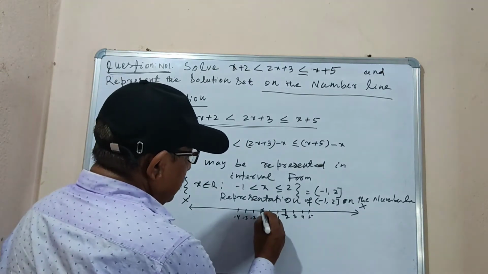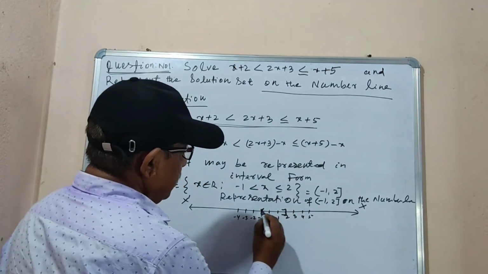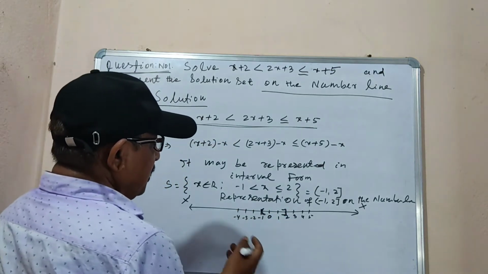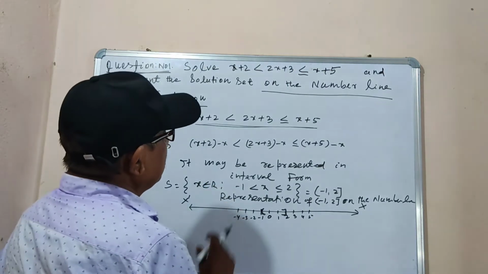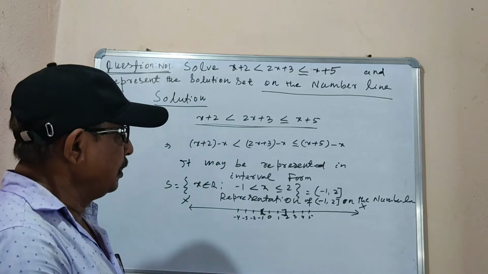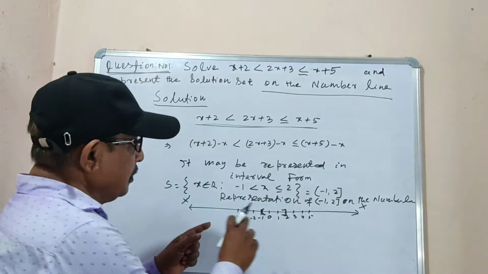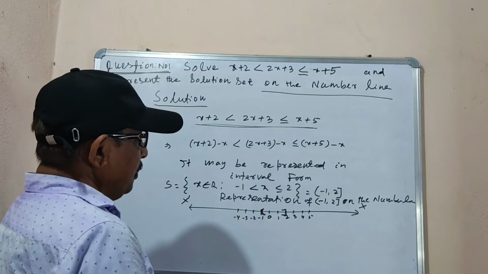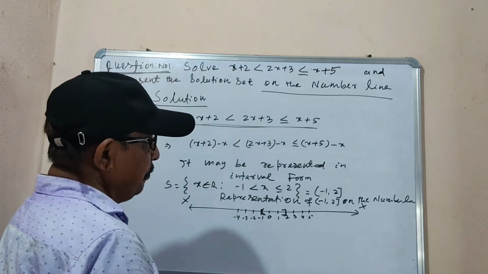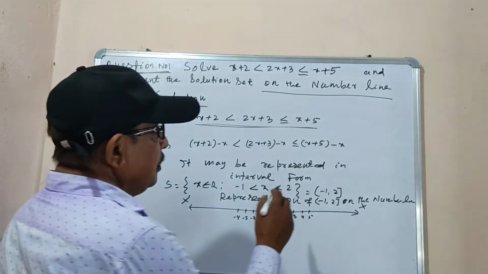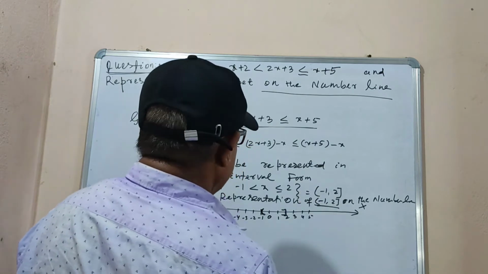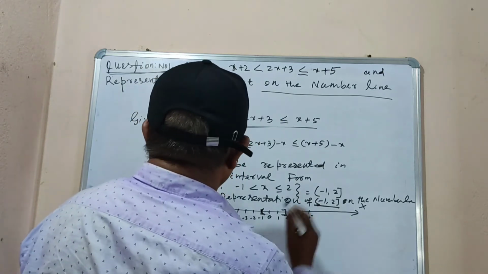This mark is the open interval symbol and this is the closed interval symbol. Minus 1 is not within the solution set, plus 2 is within the solution set, and the real numbers between minus 1 and plus 2 are solutions, including plus 2. That is an open interval, a semi-open interval. This is known as a semi-open interval.